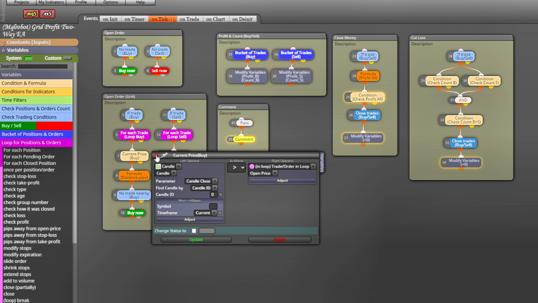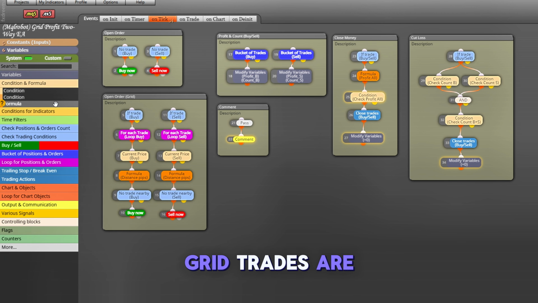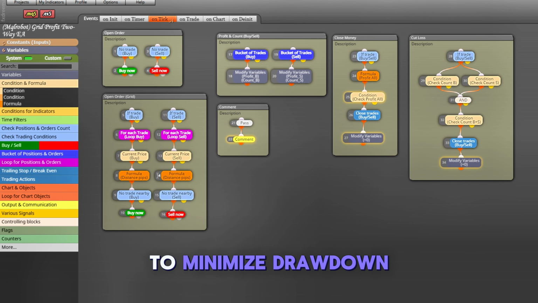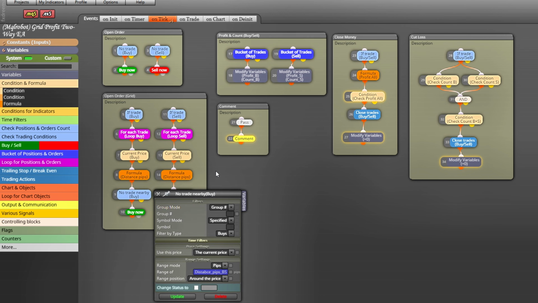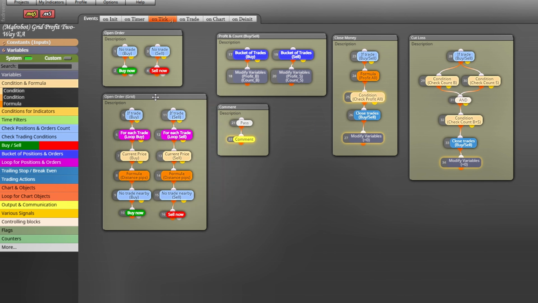Cut-loss control. The EA is also equipped with a cut-loss safety feature. It checks how many grid trades are open for buy and sell, and if the count exceeds a defined maximum, it will force close all related trades to minimize drawdown risk. This ensures that the EA won't continue expanding the grid indefinitely in a strong trending market.